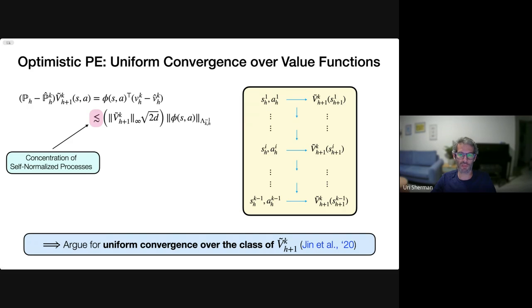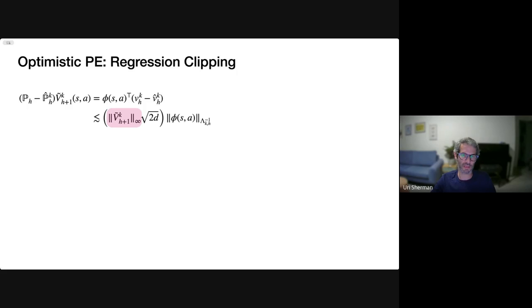Okay, so now I hope I convinced you on how and why we need uniform convergence to achieve this basic concentration result. And to discuss clipping, let's look into the actual bound this concentration result gives us. And the problem comes from the fact that the bound, unsurprisingly, depends on the scale, or on the sup norm, to be more exact, of the estimated value function, which induces the target variable of the regression.